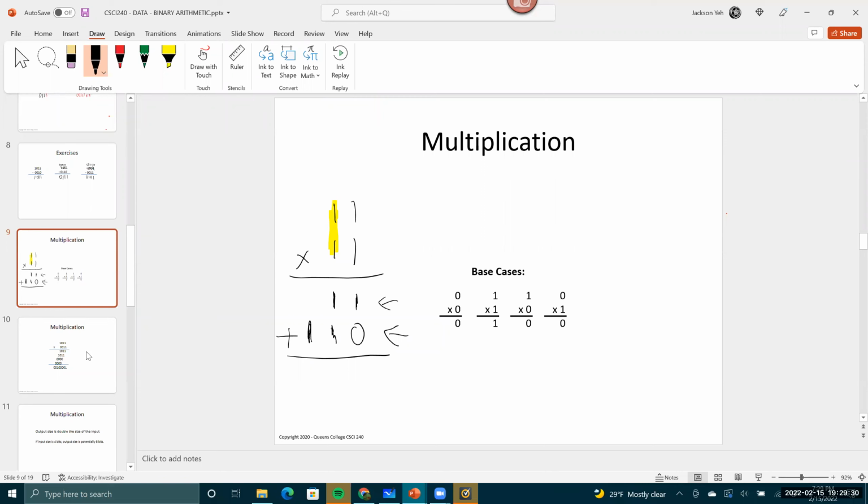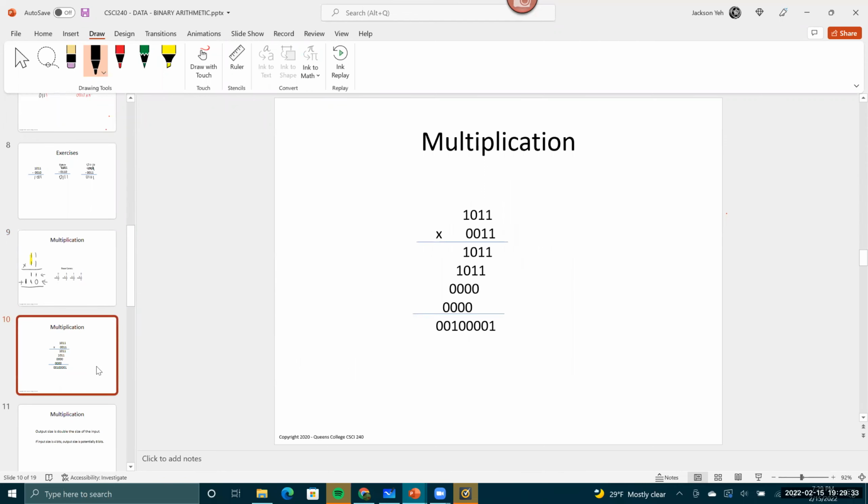Okay, so let's take a look at a larger example. Here, I have 1011 times 0011. So because there are 4 bits, there are now 4 rows that need to be added up. Okay, hopefully it's still very straightforward, right?